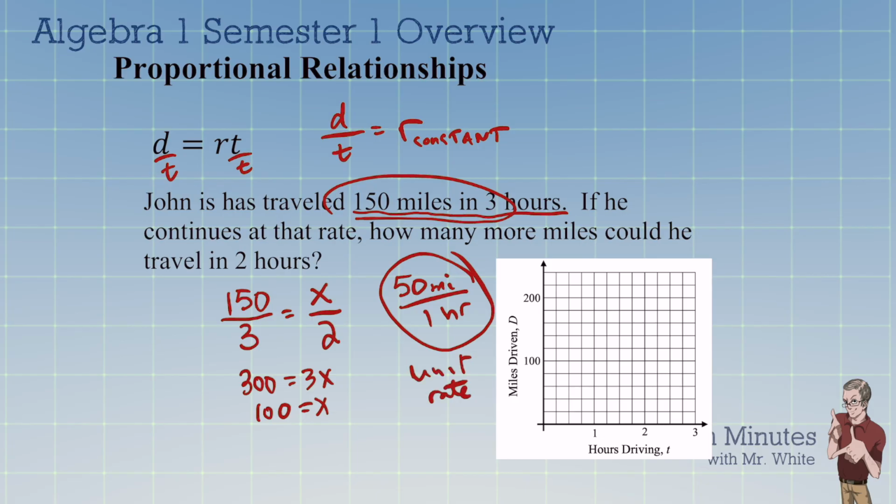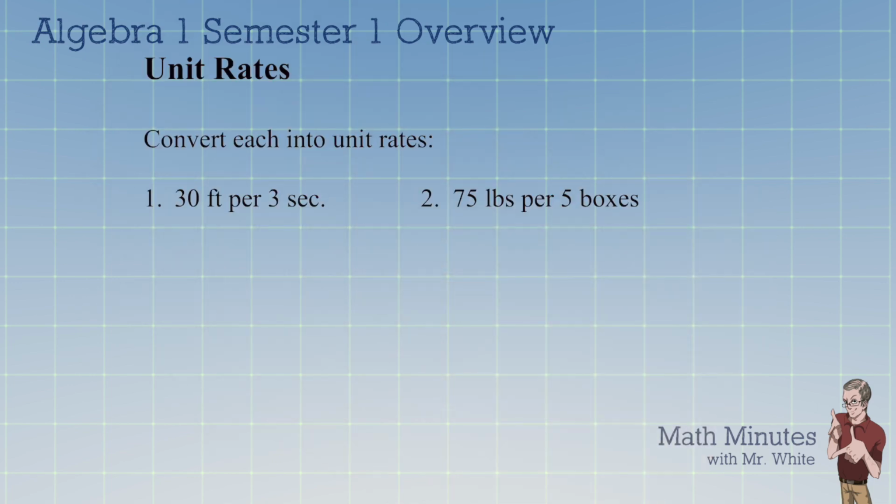So if we start here, and then he went for 2 hours, right? He went 100 miles, so that would be right here. And then everything in between. So as he was traveling away from home, after 1 hour, he went his 50, and then after 2 hours, he went his 100. Okay, so as I mentioned on the last slide, we have a concept of a unit rate.